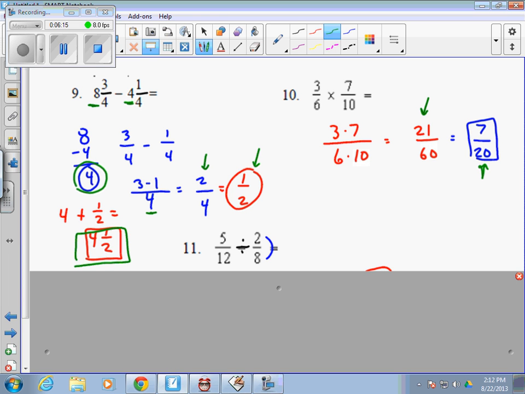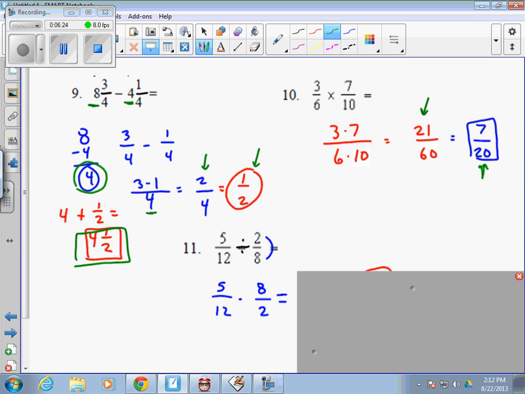Number 11 has division of fractions. It might be a little smaller on you guys' sheet to see. 5 over 12 divided by 2 over 8. You turn division into a multiplication problem. 5 over 12, change division to multiplication, and flip 2 over 8, or use its reciprocal. That's just a fancy way to say flip it, and then it becomes multiplication.